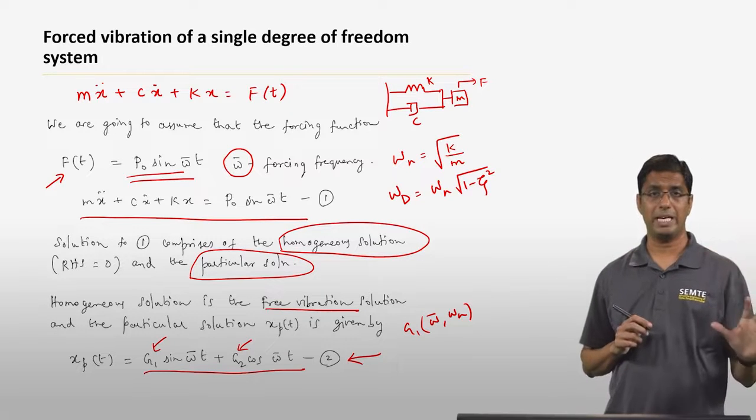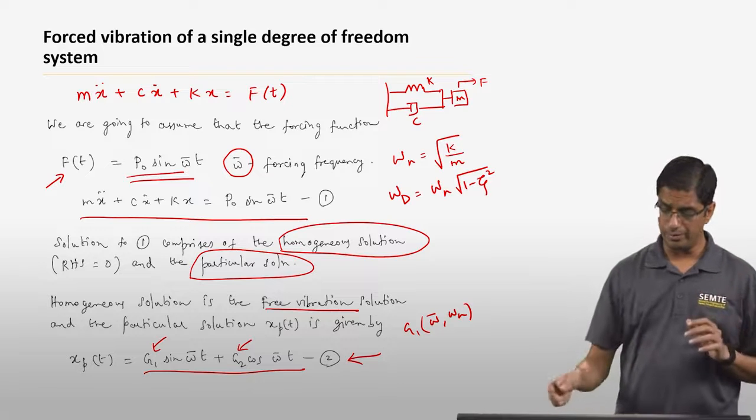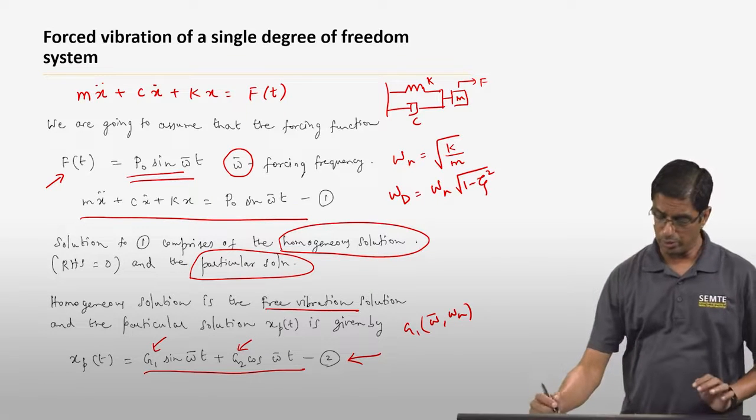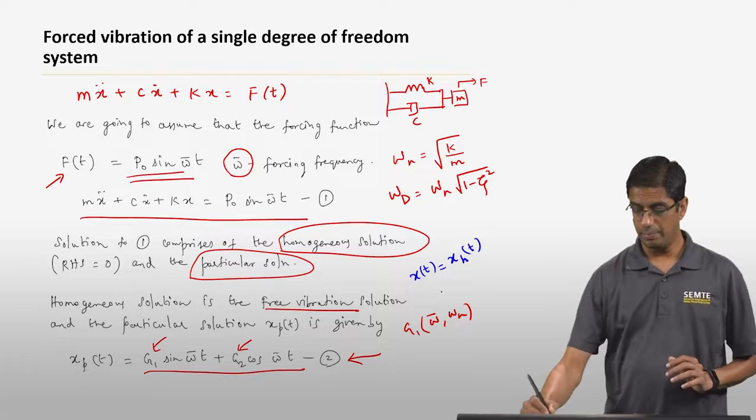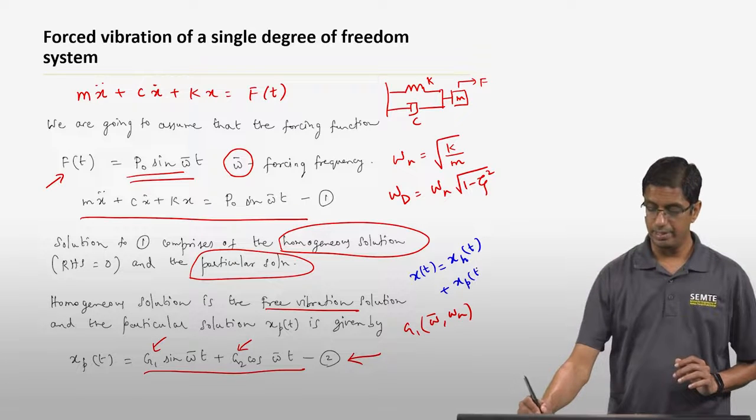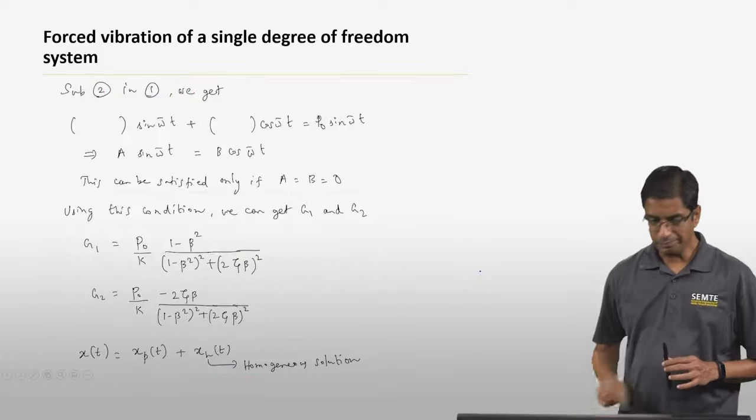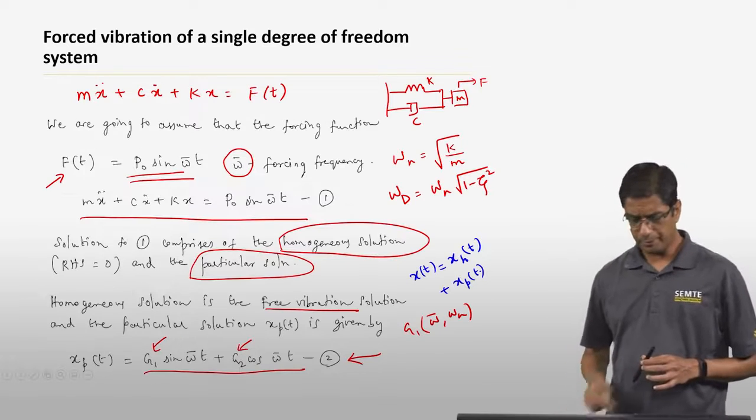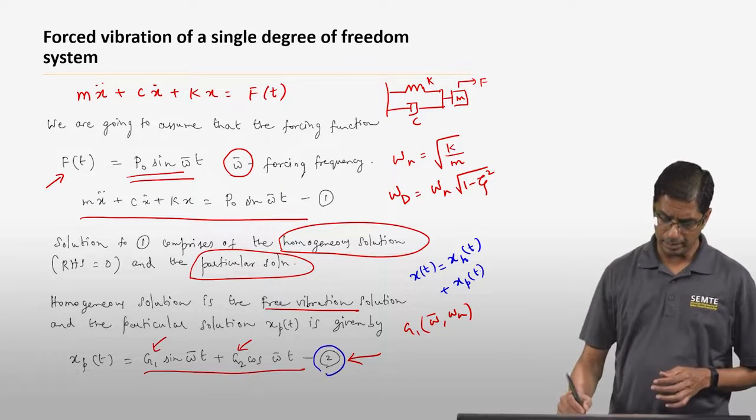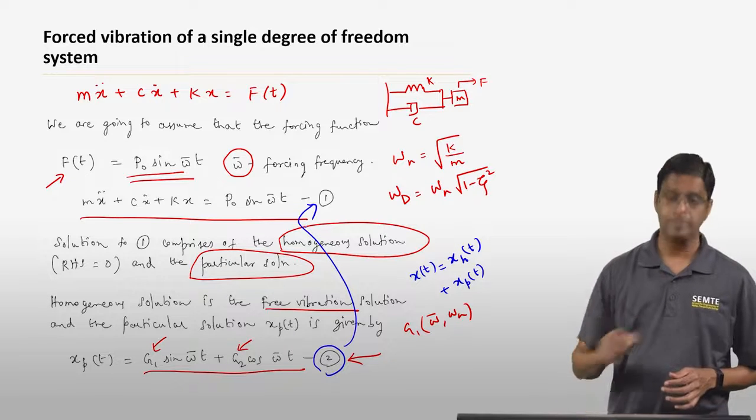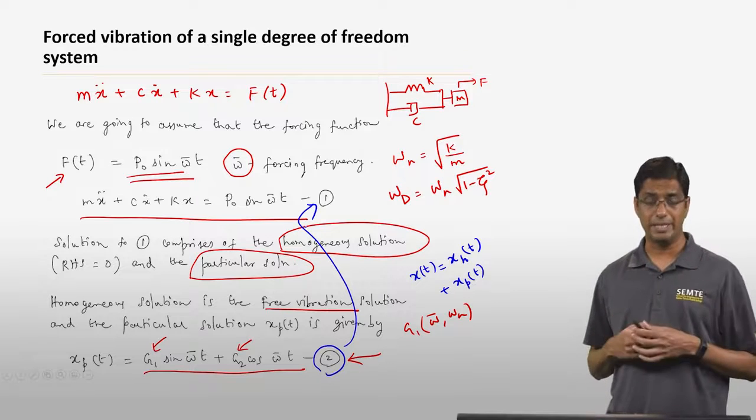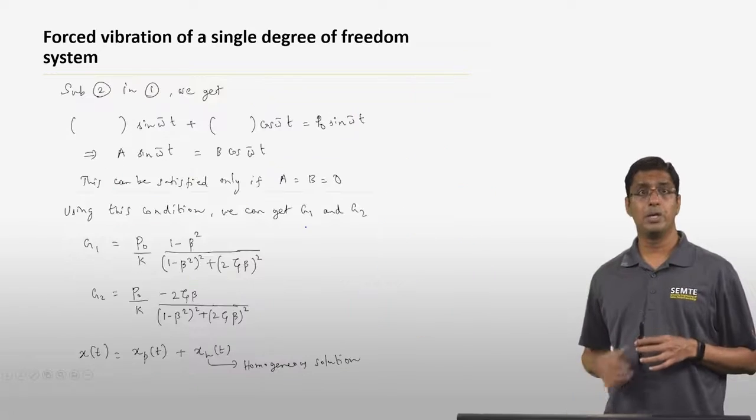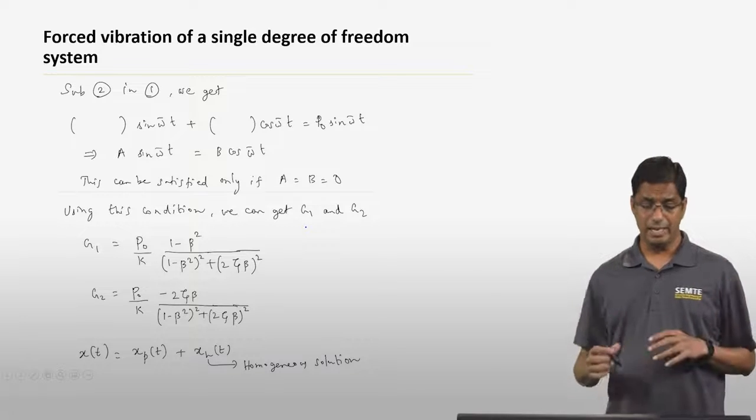So again, I want to recap: x of t, which is the total solution, is going to be composed of two parts, xh of t, which is the homogeneous solution, plus xp of t, which is the particular solution. Now, if you substitute equation 2 into equation 1, essentially you're putting the solution back into the governing differential equation, and you are going to end up with an equation like this.